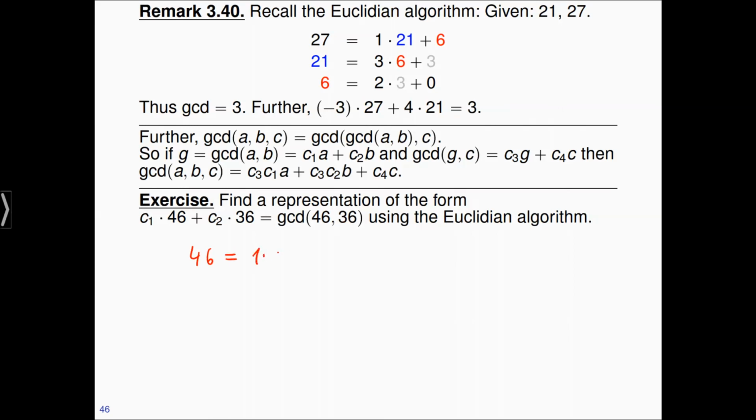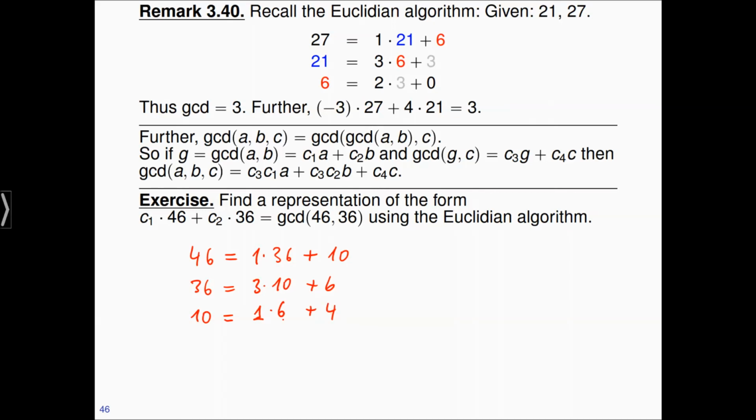So I guess there's only 1 times 36 plus, and the remainder is 10. Then I'm supposed to write 36 as a multiple of 10. So this is probably 3 times 10 plus 6. And in the next step, I'm going to write the 10 as a multiple of 6. Well, this works only once. And the remainder is 4.